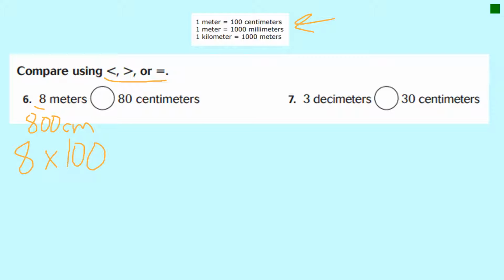So you know what to put in there, don't you? Compare 800 to 80. 800 is definitely greater than 80, right? So that would be like 8 of those meter sticks. Like if you stretched your arms out, wrist to wrist is about a meter. So 8 of those is 800 centimeters.